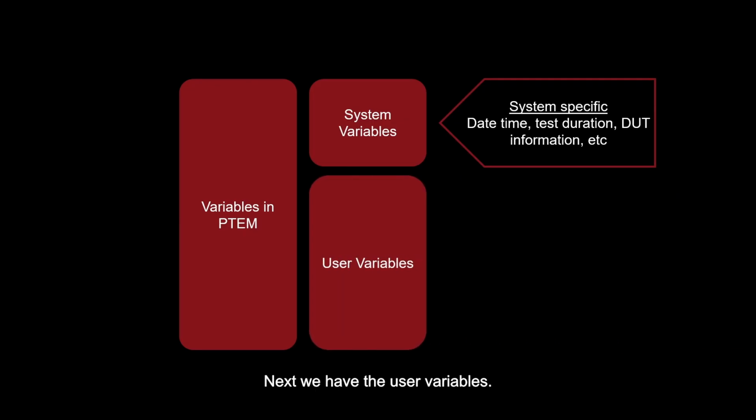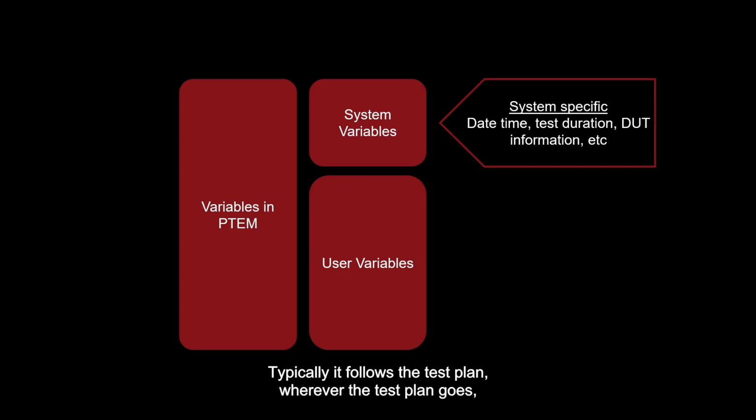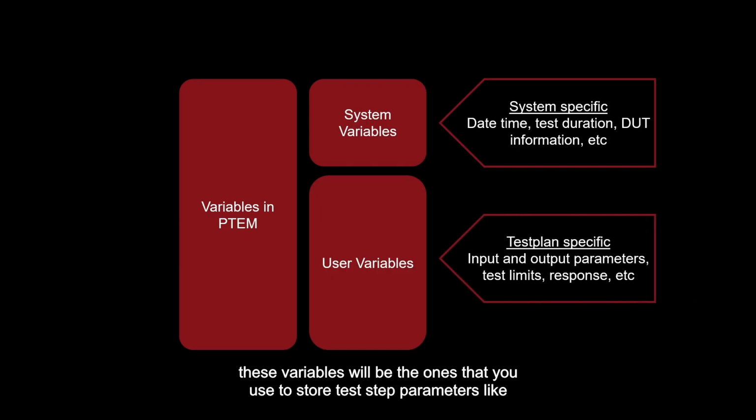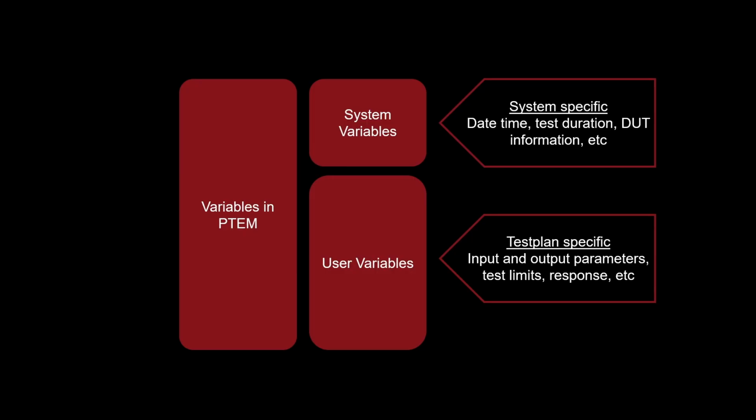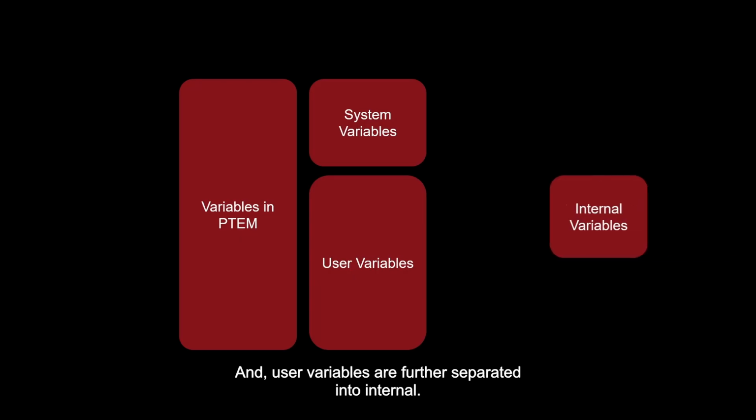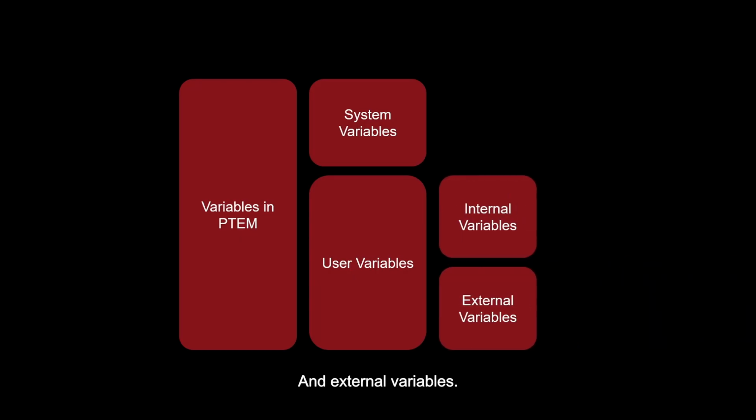Next, we have the user variables. User variables are test plan specific. Typically, it follows the test plan wherever the test plan goes. These variables will be the ones that you use to store test step parameters like test limits or measurements. So they are more application specific in this case. And user variables are further separated into internal and external variables.